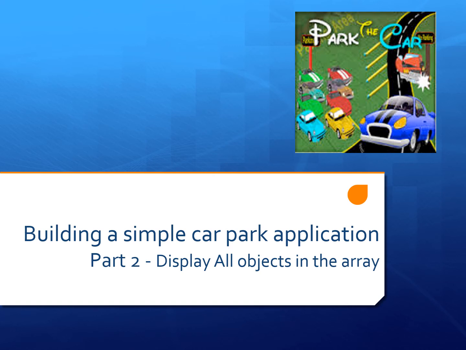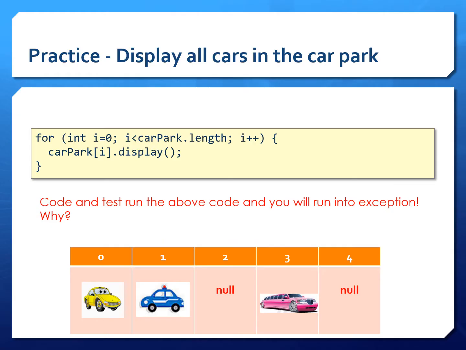Next, let's learn how to display all car objects in the car park array. This is a loop that takes each car object out one by one from the car park array and uses the display method to print the car object details onto the console. Pause the video and insert this code at the end of the previous main method.